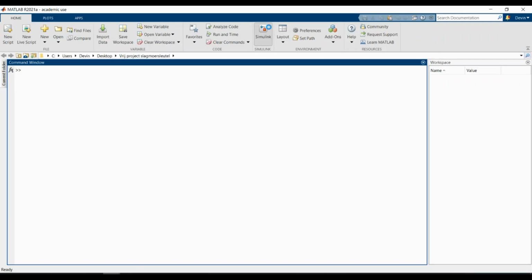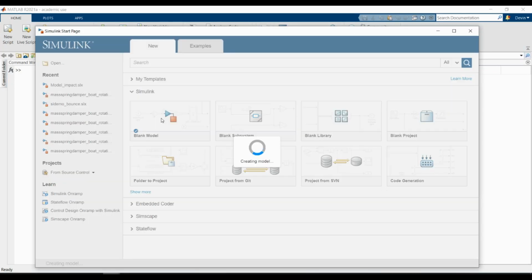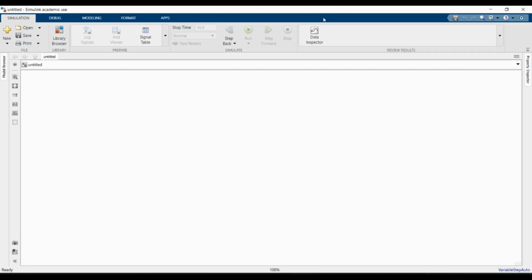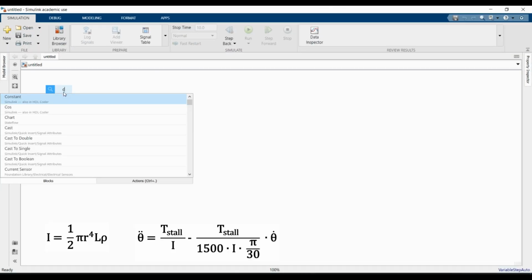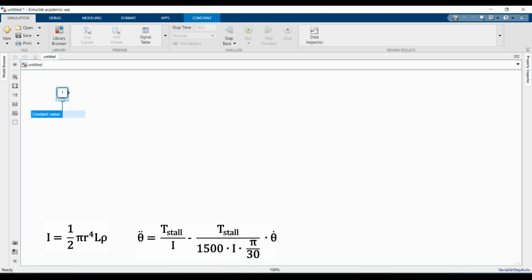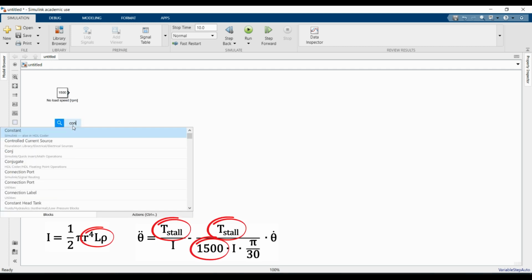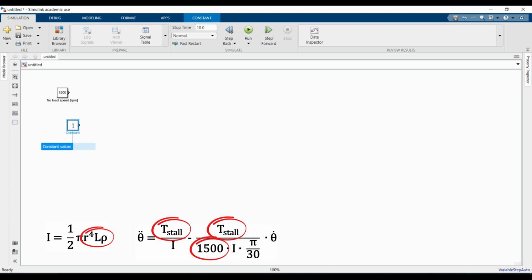In MATLAB we start Simulink so we can implement the differential equation in a block scheme with math operations. First we have a look at all the constant parameters in the differential equation for which we insert the constant blocks. The constants are the no-load speed, the stall torque, the density of the material, the diameter of the flywheel and the length of the flywheel. For each constant we also fill in the correct value.